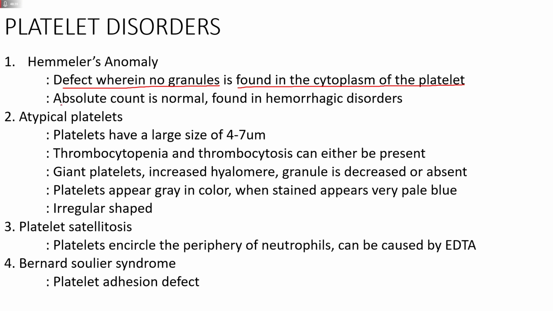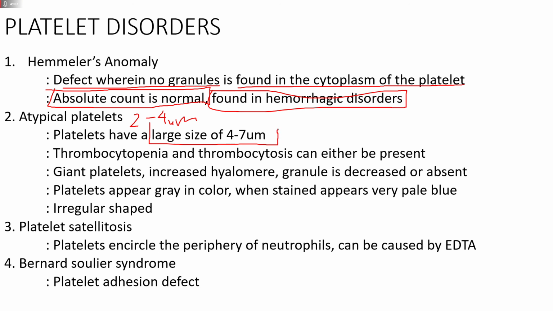Now, it is characterized by a normal absolute count. So, normal yung absolute count ng platelets nyo. And can be found in hemorrhagic disorders. Then, we also have your so-called atypical platelets. So, instead of the normal size of 2 to 4 micrometers, your atypical platelets have a large size of 4 to 7 micrometers.